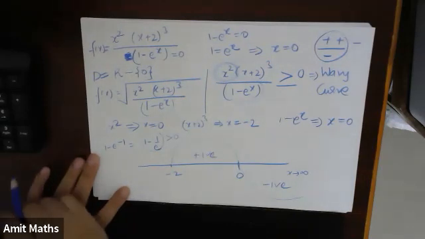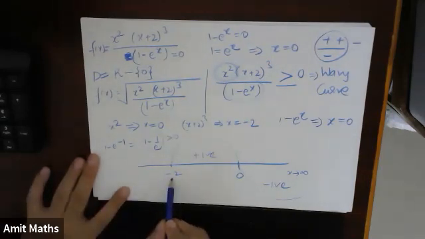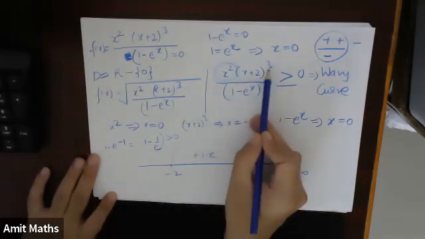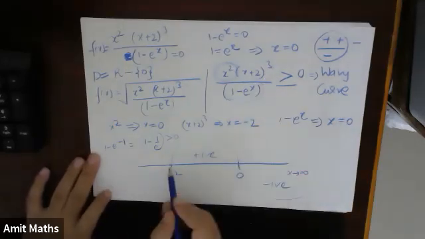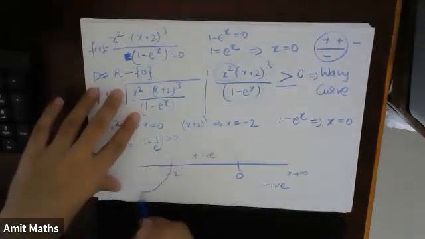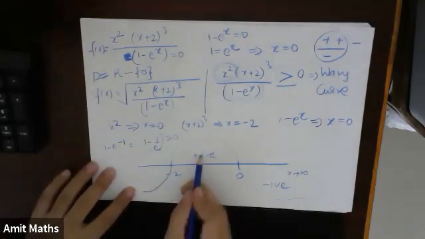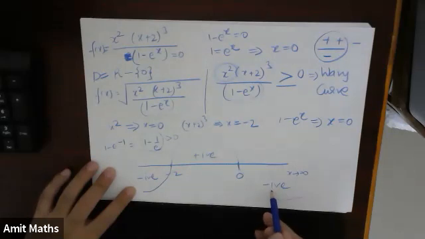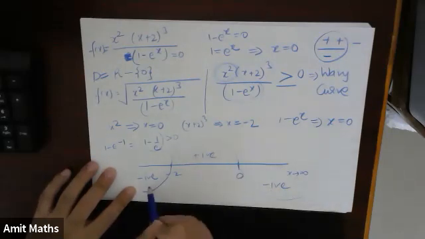Understood? Now the third, I have to check at minus 2. At minus 2, what is the power? For minus 2, it is a cube. For odd powers, the sign will change. So for minus 2, it will go down, from positive it is becoming negative. So that means from negative to positive to negative.